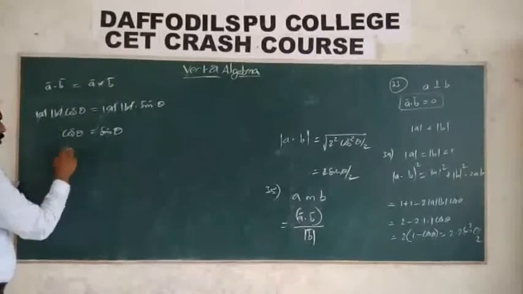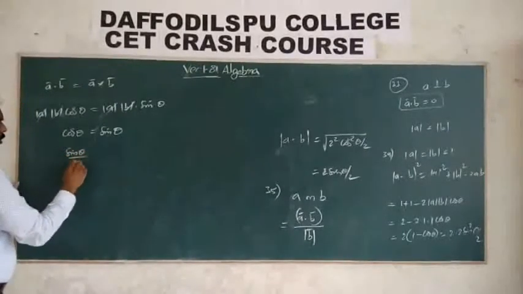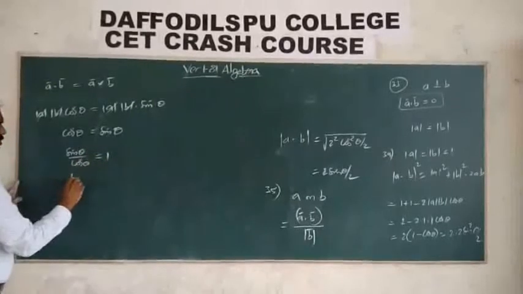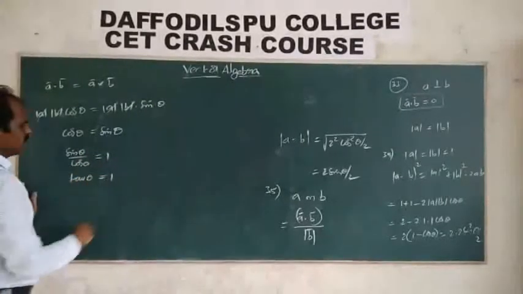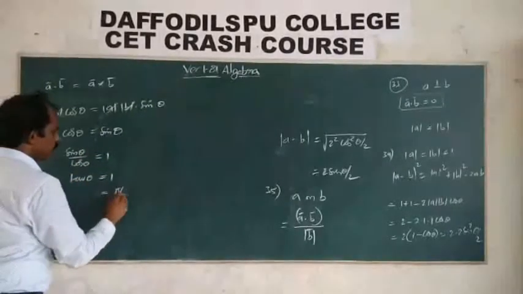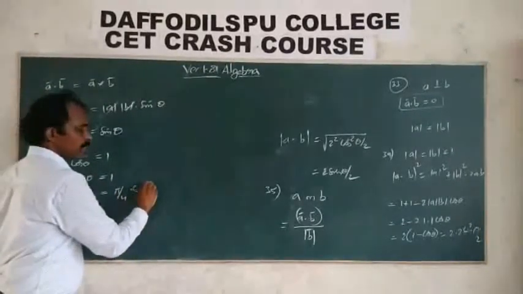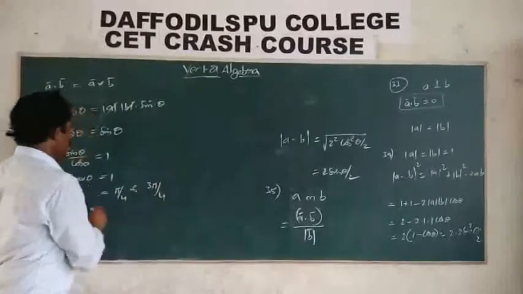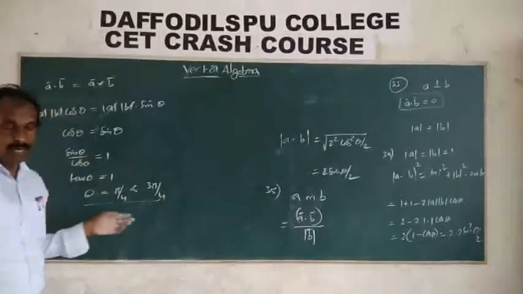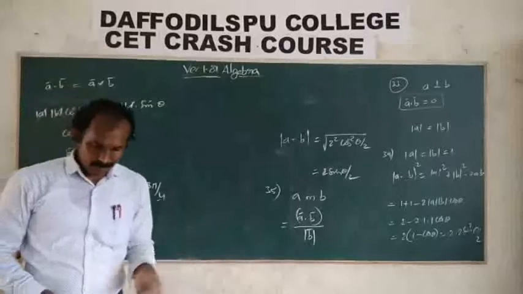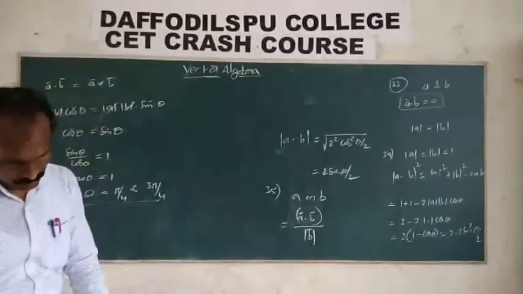Divide by cos theta. Therefore, sin theta by cos theta is equal to 1, so tan theta is equal to 1. Tan theta is 1 at pi by 4, and also in the third quadrant, pi plus pi by 4, which is 5 pi by 4. So theta is equal to pi by 4 and 3 pi by 4. The fourth option is the correct answer.